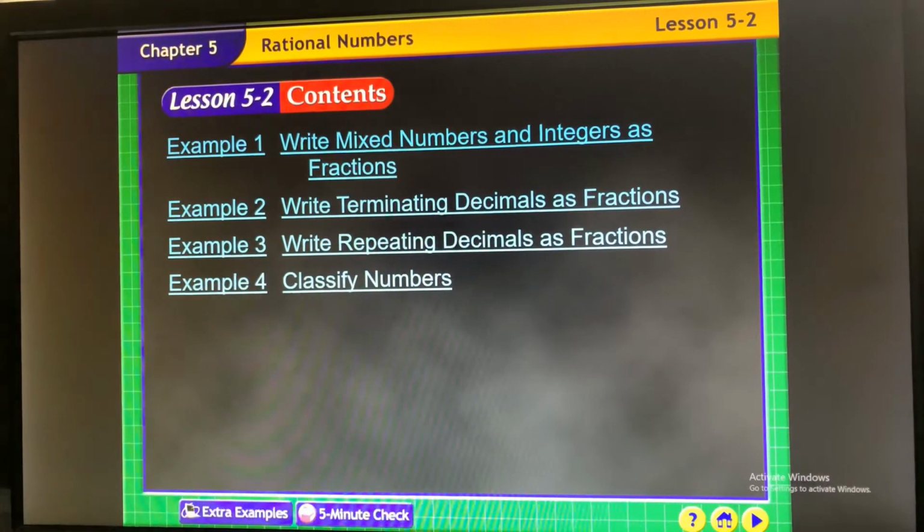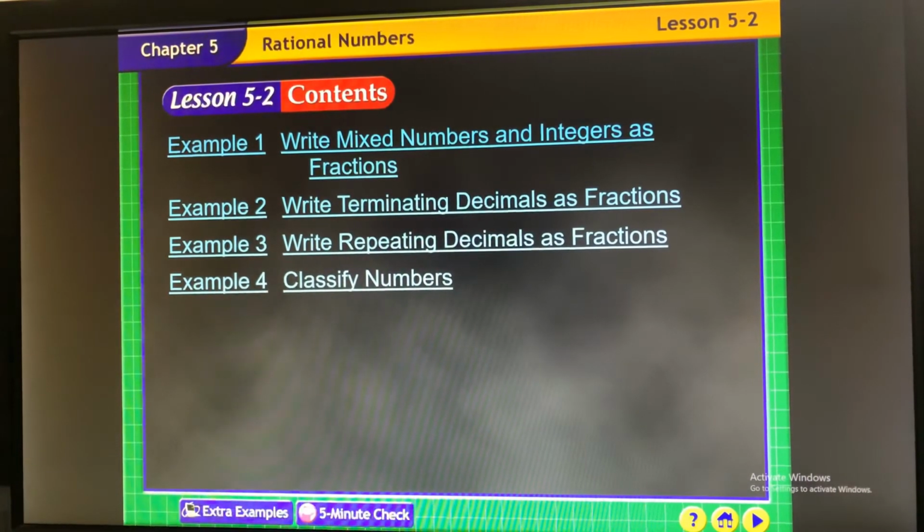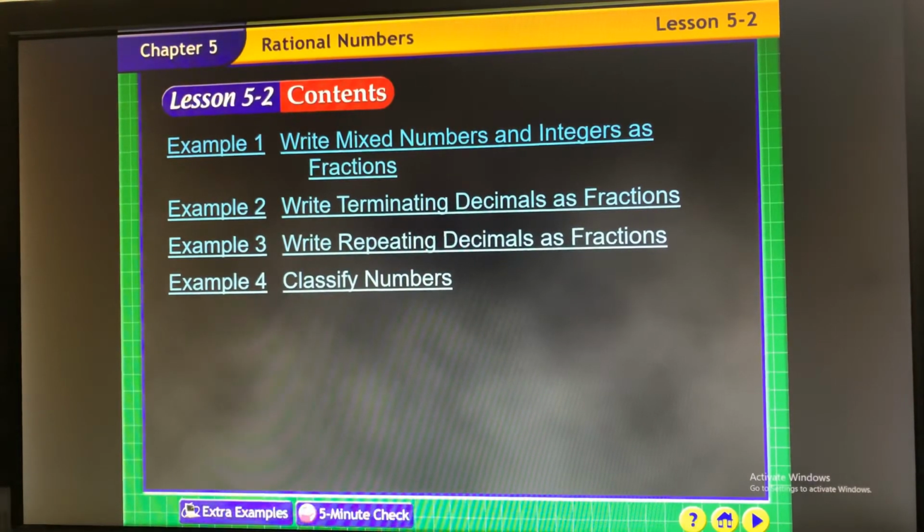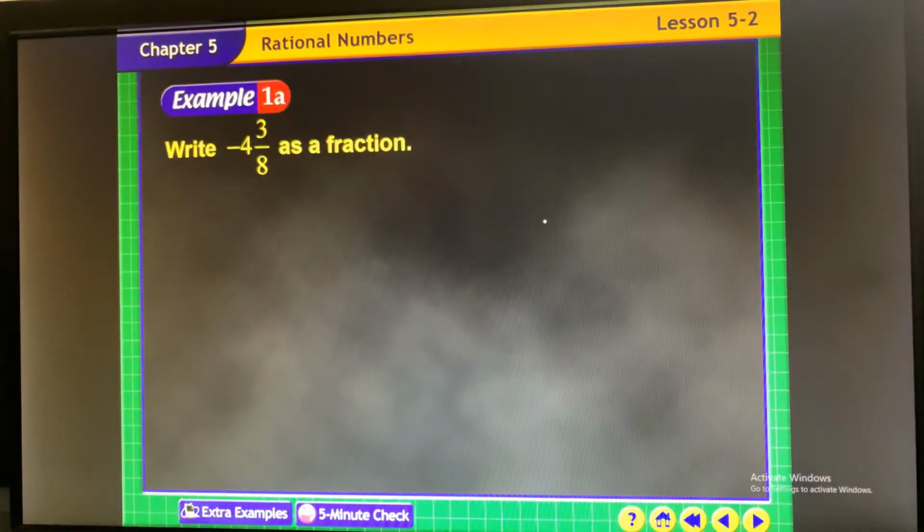All right, let's work on writing mixed numbers and integers as fractions, writing terminating decimals as fractions, repeating decimals as fractions, and learning how to classify numbers. So first, write -4 3/8 as a fraction means this is currently a mixed number.